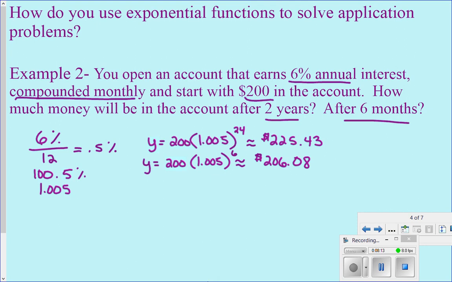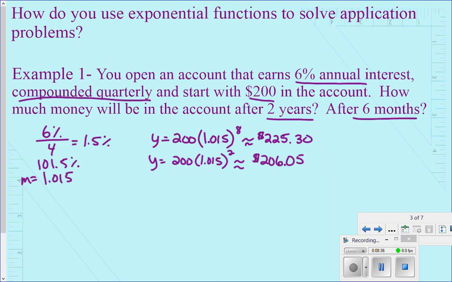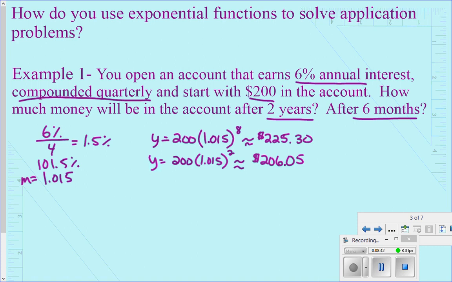Okay. Now, the reason that I chose the same annual percentage and the same initial amount and the same amount of time is because I wanted to compare numbers. So looking at those exact same rate, initial amount, and length of time, and the fact that this one's compounded monthly, we have 225.43. If I compare that to 225.30, the 225.43 is higher. So you want to think about why that is. Hopefully that does make sense to you why compounding monthly is going to produce more interest than compounded quarterly.